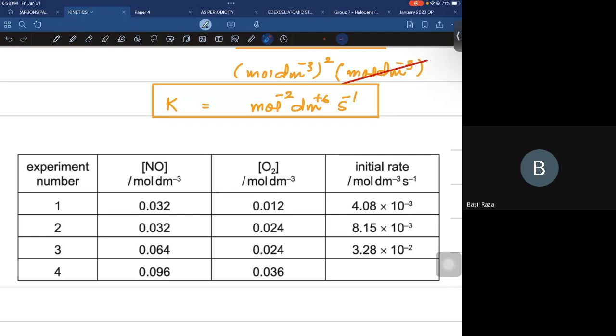Yes, Tara, what do you think? I'm looking at 2024 paper. There is no question related to order of reaction. So I want to do some recent questions related to the order of reaction.